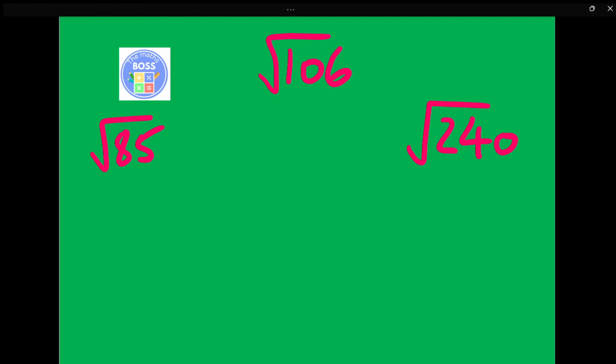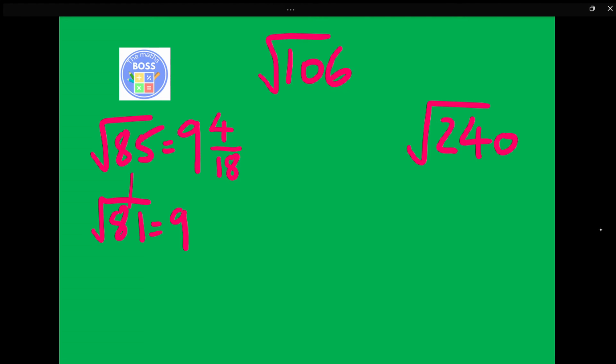So let's go with the answers and let's see what people said. Square root of 85, the closest square root is square root of 81. Square root of 81 is 9. So the answer must start with 9. 9 whole ones, subtract these two numbers, we have 4 over, and if we double this 9, it's 18.